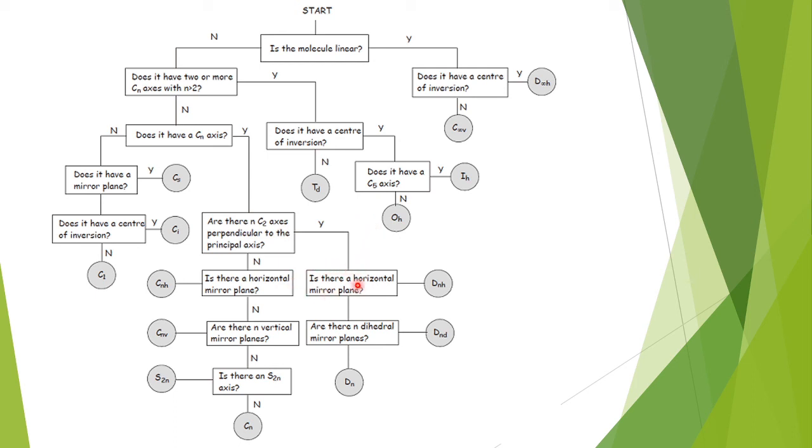Then we have checked if there is a horizontal mirror plane, that is sigma H. If it has sigma H, then the molecule belongs to the DnH group. That's how we got D3H, D4H, D6H. Okay. I'm not explaining the rest of all these because it's quite confusing. You don't need to study that now. This is just for your reference. Okay.